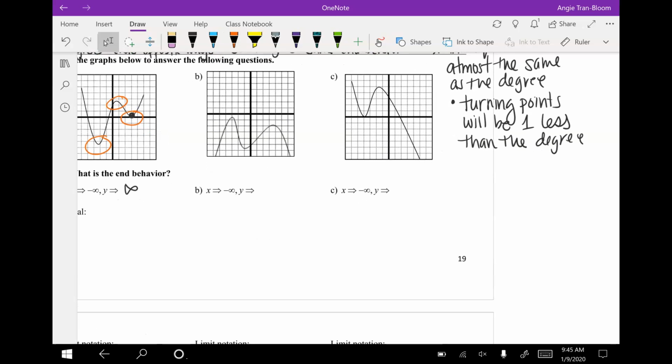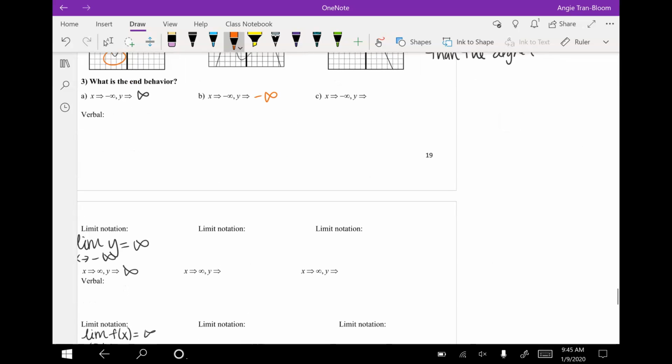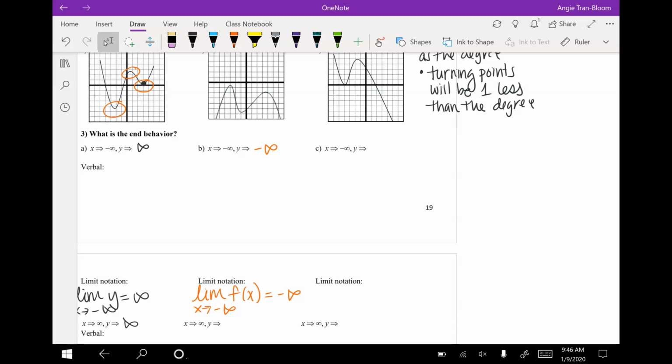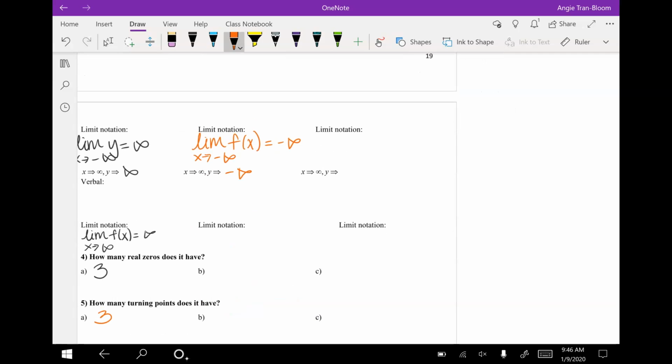Graph B, end behavior. This one goes to Naomi. As x approaches negative infinity, y approaches? Good, and we're going to write the limit. So limit as x approaches negative infinity of f of x equals negative infinity. Next, Sophia H. As x approaches positive infinity, y is approaching? Very good, negative infinity. So limit notation: limit as x approaches positive infinity, f of x is approaching negative infinity.